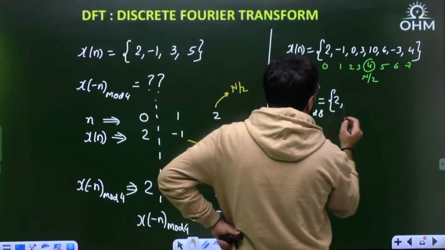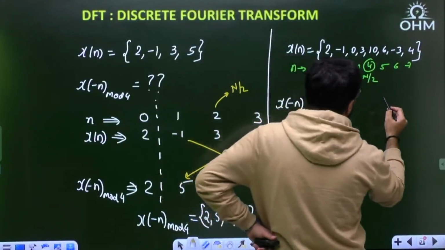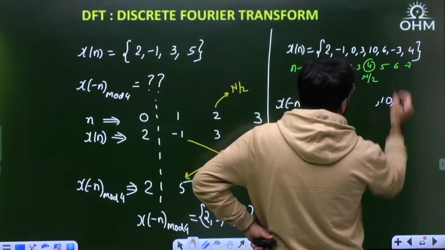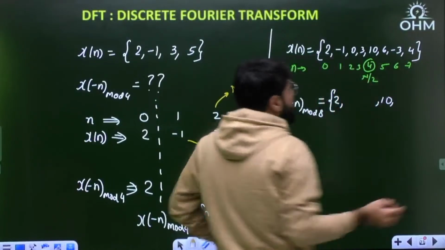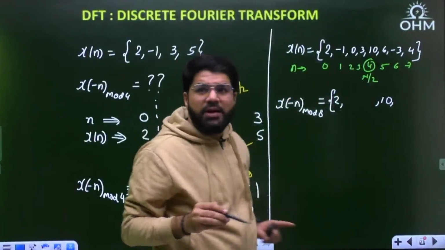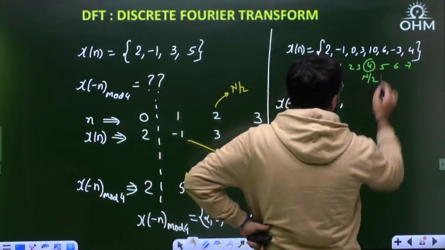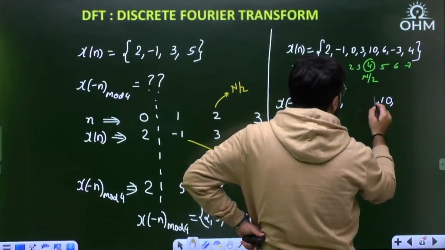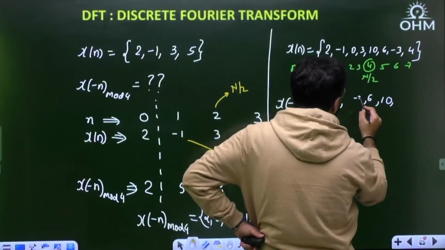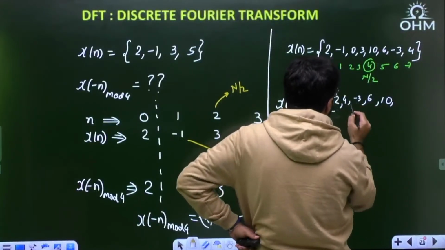Origin will remain as it is. Now, the value at the mirror is 10. Then whatever is to the right will come to the left. Now, you have to create the reflection about the n by 2 point. You have to fold the signal about the n by 2 point. So what will happen? 6, minus 3, 4, which were to the right, respectively, they will go to the left. 6, minus 3 and 4.